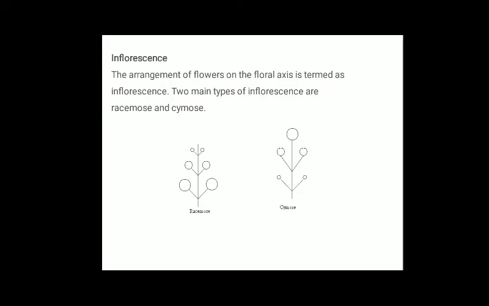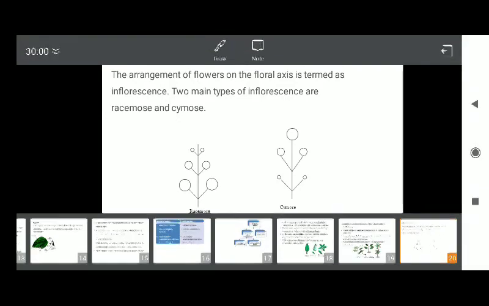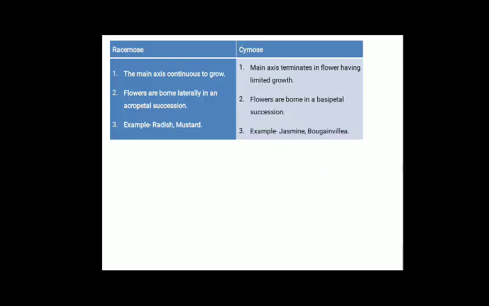In racemose, the tip of the inflorescence axis is continuous, but in the case of cymose the tip ends with a flower. So this is about the differences between racemose and cymose inflorescence. As we said earlier, in racemose the main axis continues to grow, whereas in cymose the main axis terminates in a flower, having limited growth. In racemose, flowers are borne laterally in an acropetal succession. In cymose, flowers are borne in basipetal succession. Racemose example, radish, and cymose example, jasmine.